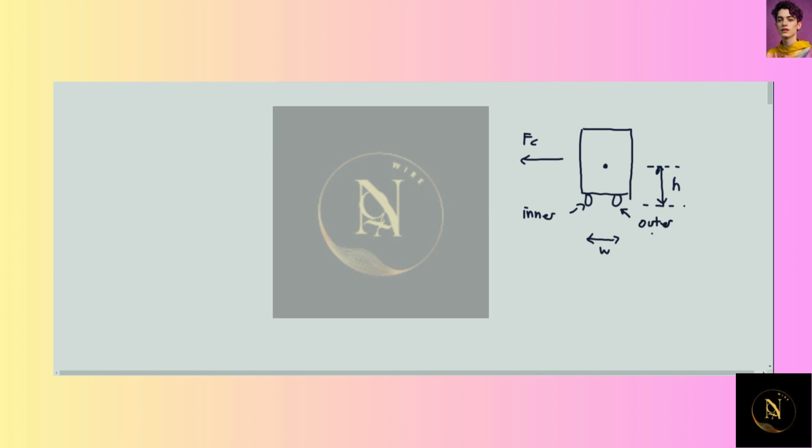When it is at a critical rollover speed, the inner tire will be raised up, and so there are only two forces acting on the outer tire. The two forces are the frictional force and the normal force. Of course, there's a weight, but this weight will come later. And this is the CM.